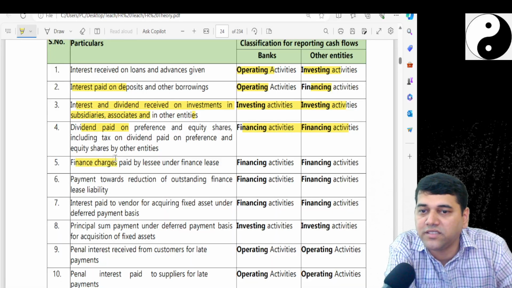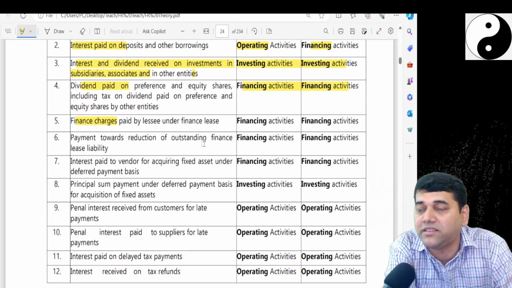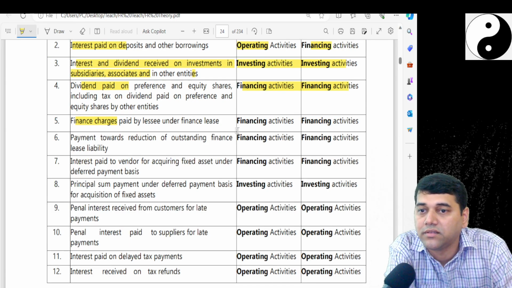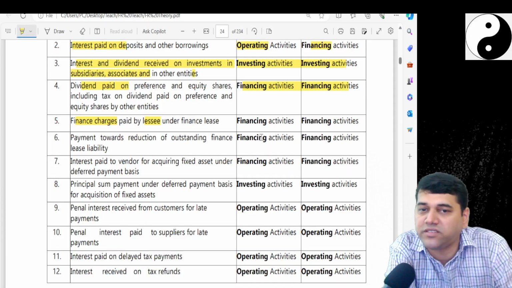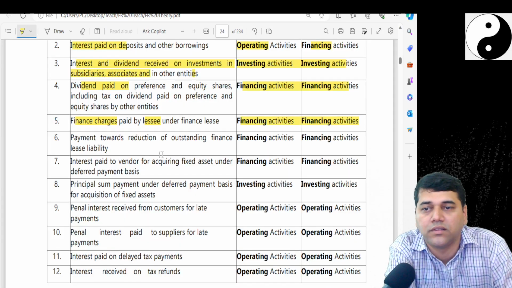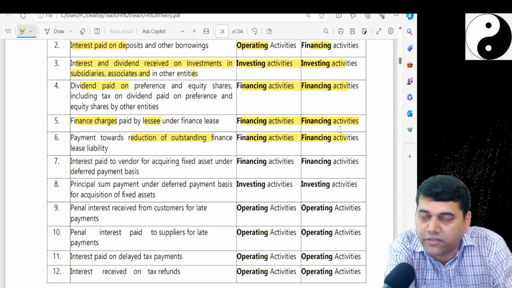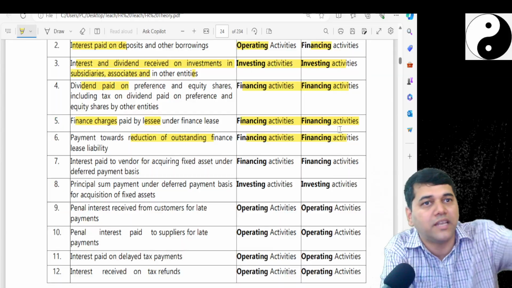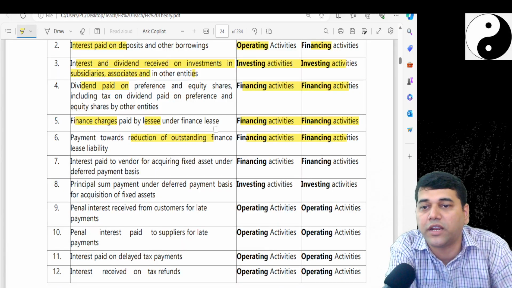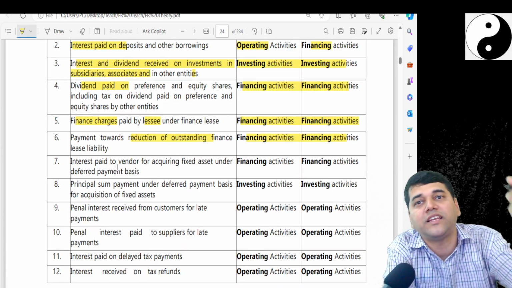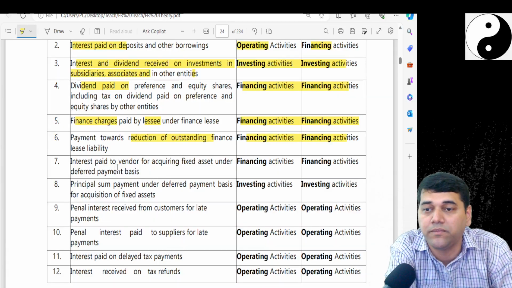Finance charges paid by the lessee under a finance lease: you are a lessee and you have paid the finance charge, so this is a financing activity. Payment towards reduction of the outstanding finance lease liability is a financing activity. Yes, we understood. Lease is another way of financing, if you are a lessee. And for a lessor, it is an investment; we speak of gross investment.